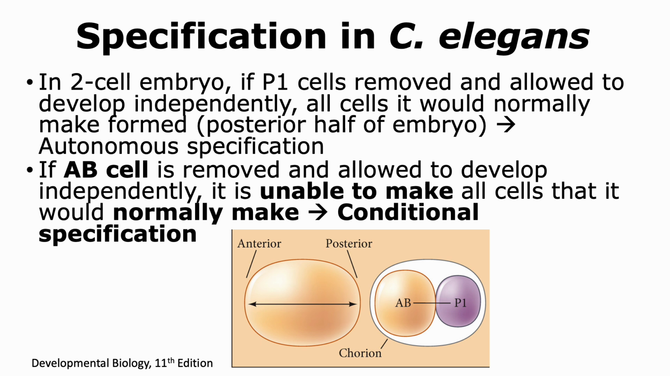If we remove the AB cell and allow it to develop independently, it is unable to make all the cells that it would normally make. Thus, it does not undergo autonomous specification, but undergoes conditional specification, because it needs to get cues from neighboring cells to determine the cell fates.